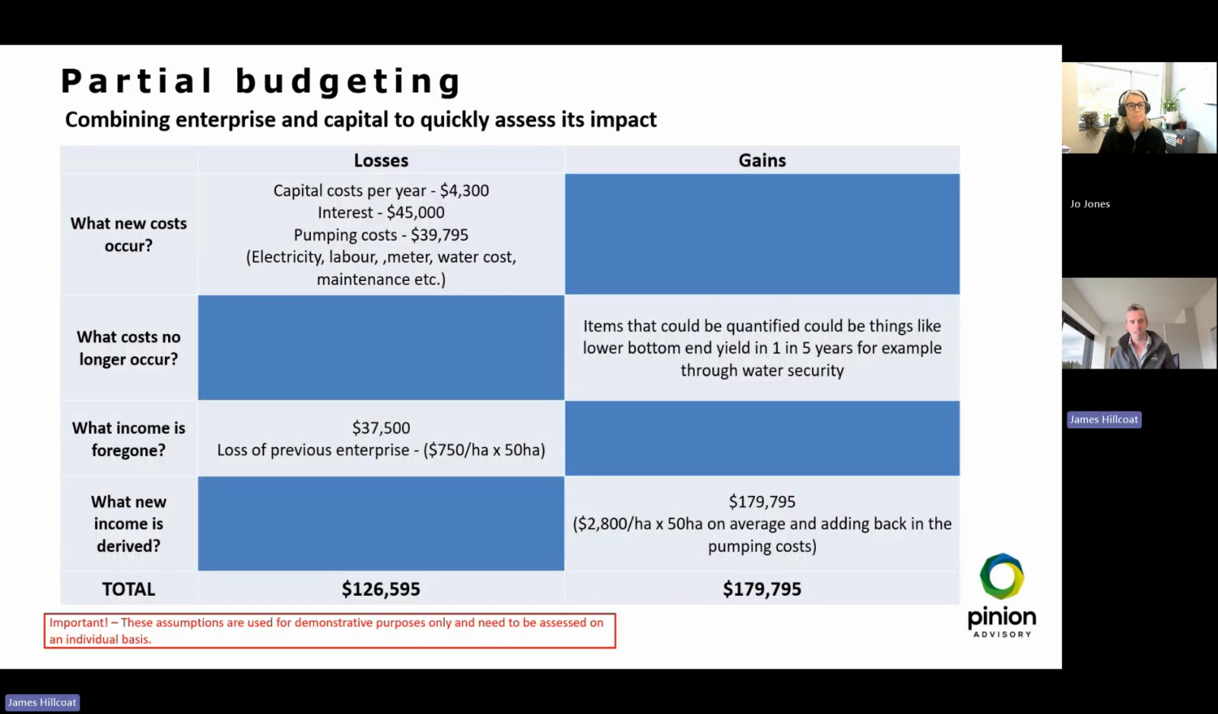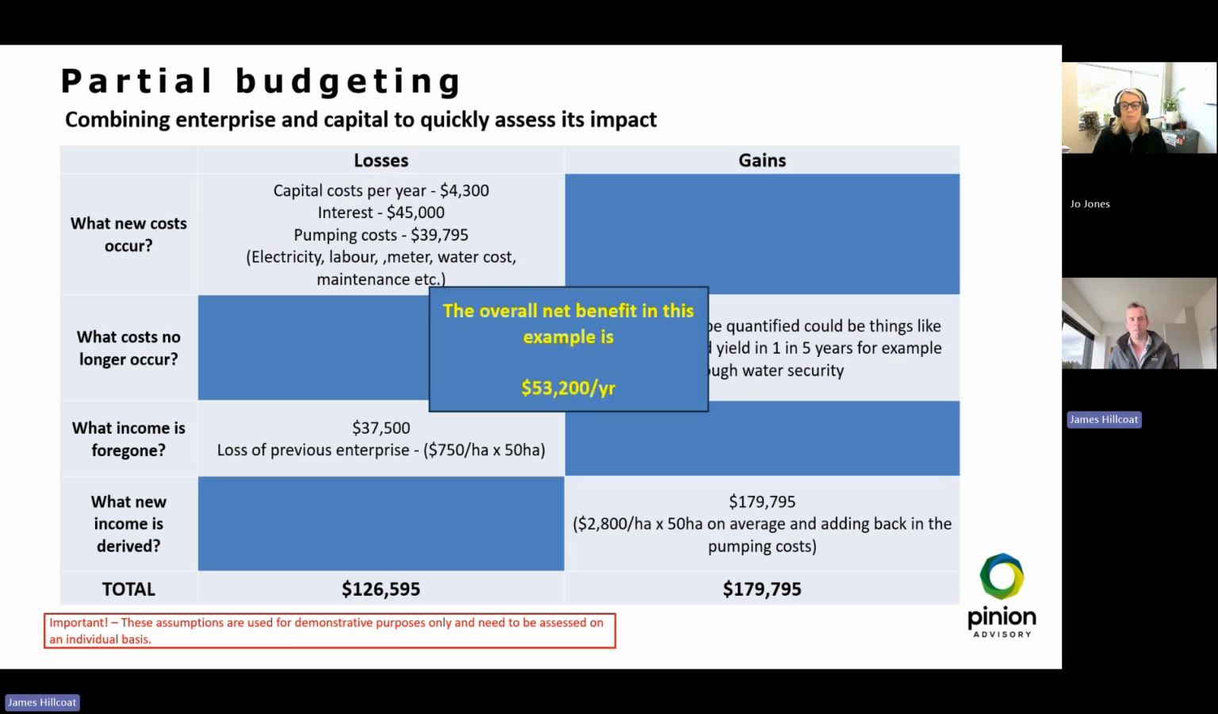Again, we'll just refresh this partial budgeting. We won't go through the whole thing. That's in stage 2. But remember that we've got gains on one side we've assessed at $179,000 per year and losses there of $126,000. But some of those numbers are just worth remembering. We've got that net benefit of $53,200 per year.